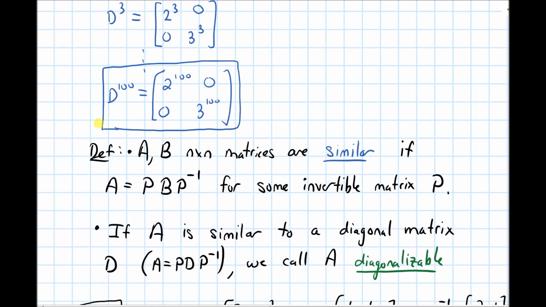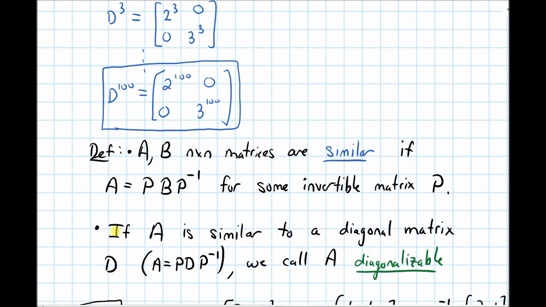So the first definition is that two square matrices, A and B, are called similar if A equals P times B times P inverse. So if A has this interesting looking form for some invertible matrix P, then we say that A and B are similar.